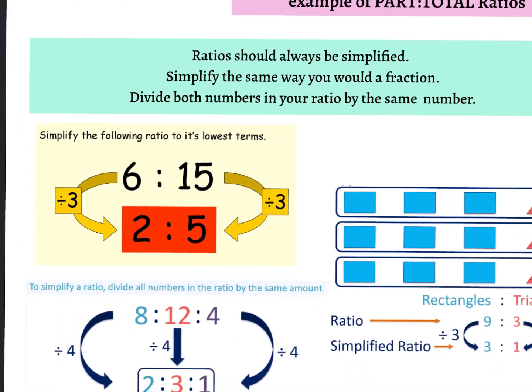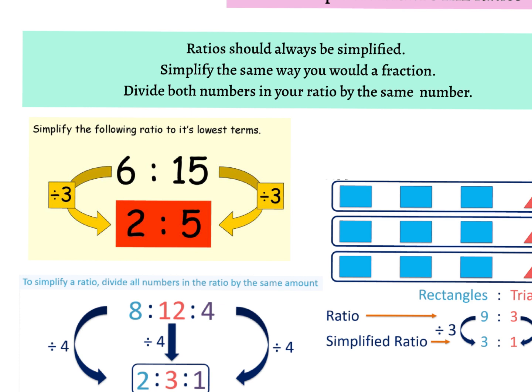So this is also something that throws kids off. This is really the only reason why a kid might actually miss something. If you read what's in green up there at the top, greenish blue, whatever, ratios should always be simplified. You simplify a ratio just the way you would a fraction, okay? So you're dividing both of your numbers in your ratio by the same number. You're trying to simplify it or reduce it down to its lowest terms, okay?